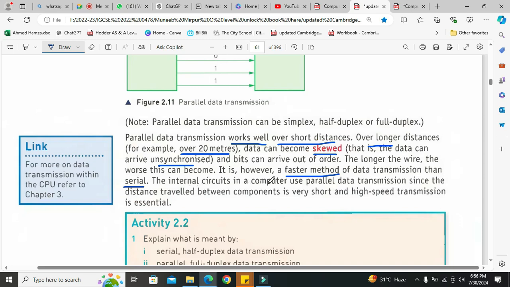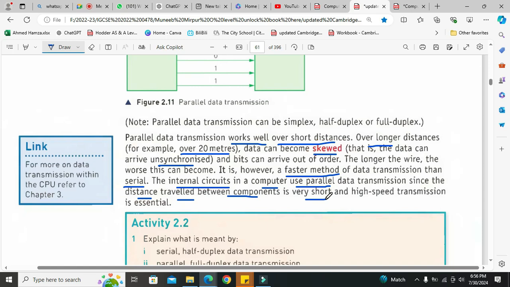The internal circuit in a computer is the real life application of parallel data transmission. We can apply this in the internal circuits, the integrated circuits (ICs) in a computer. They use parallel data transmission since the distance traveled between the components is very short. That's the reason we use parallel data transmission in the internal components, for example in your motherboard.